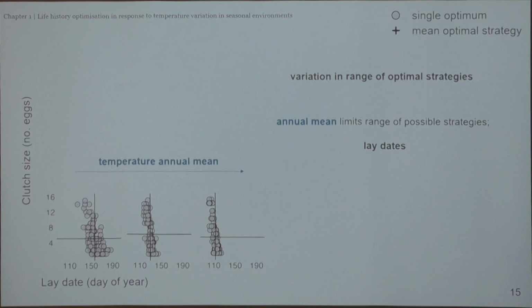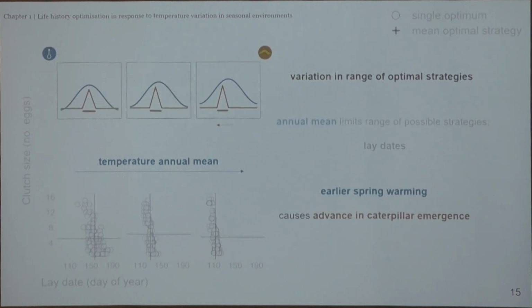And now looking at what happens along different values of annual mean. So here the seasonality is the same, but we vary the annual mean temperatures. Here you can see that there is still some variation in the range of optimal solutions that emerge. But annual mean seems to limit only the range of lay dates that emerge. You still see a range of different clutch sizes being optimal under those environmental conditions. But lay dates become much more restricted.